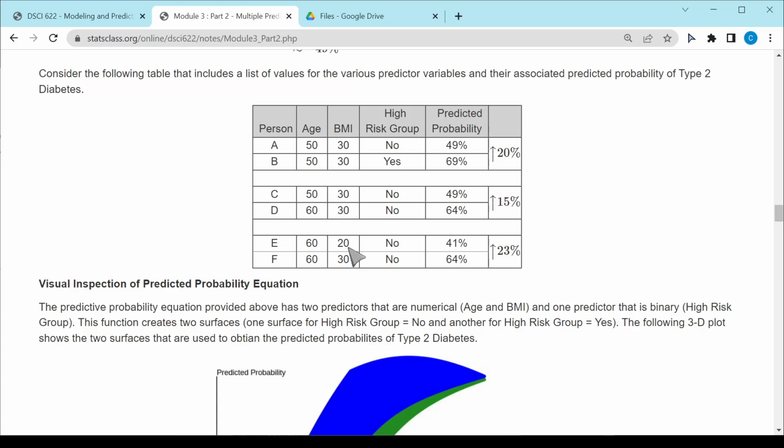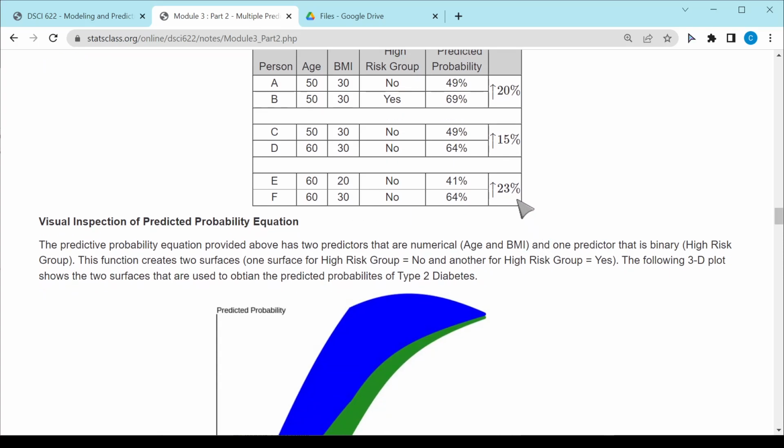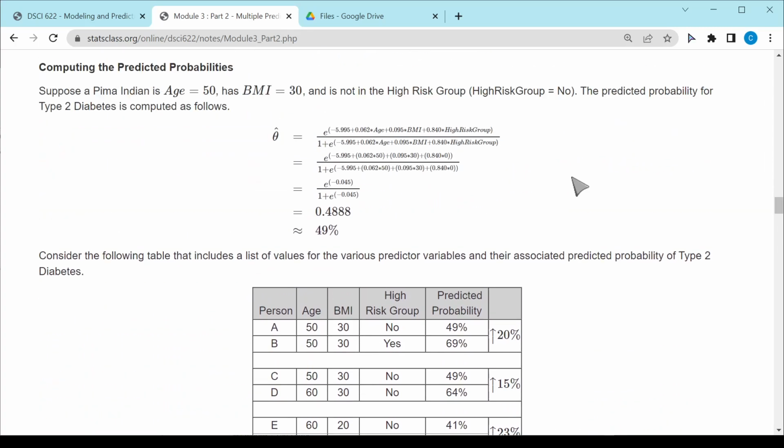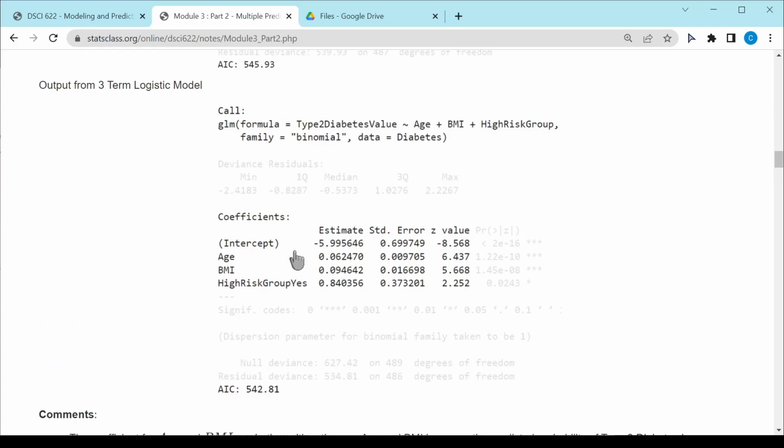The comparison between E and F is just changing the BMI, going from 20 to 30, and you can see that I increased the predicted probability there by 23%. There are other interpretations that can be done for these predictor variables, and that has to do with the odds ratios. That is not covered in this course, but oftentimes odds ratios are discussed when you are trying to understand the effect of the logistic models. Here, I'm really just concerned about trying to get these predicted probabilities, so I'm not going to go into a discussion of the odds ratios that could be computed from this model.